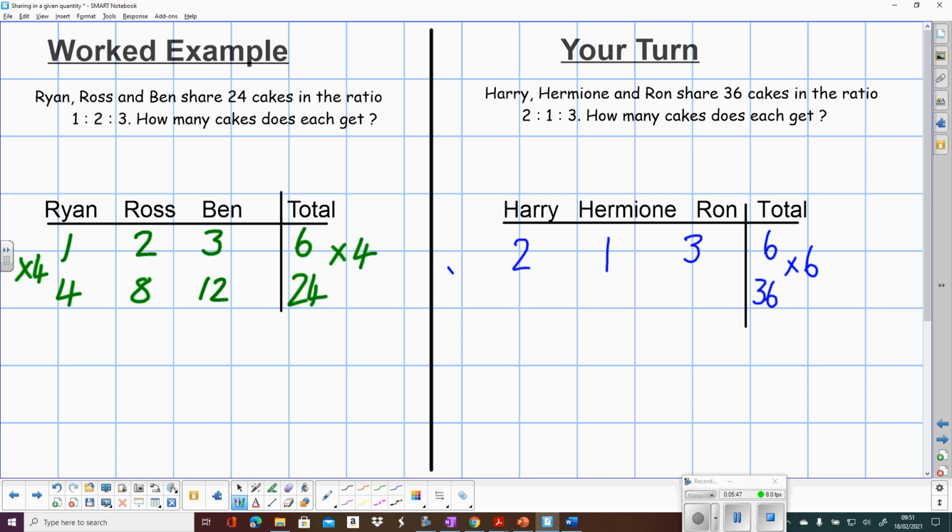So we do the same on the other side of the table. Multiply each person's share by 6. We have Harry with 12 cakes, Hermione 1 times 6, 6 cakes, and Ron 3 times 6, it's 18 cakes. Again, if we add all these up, we get a total of 36.